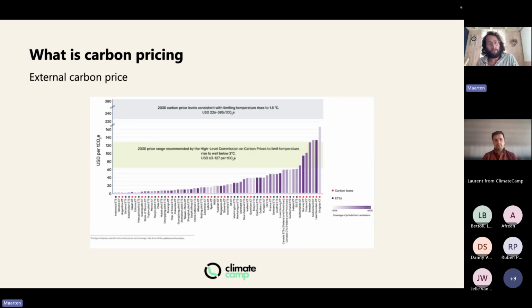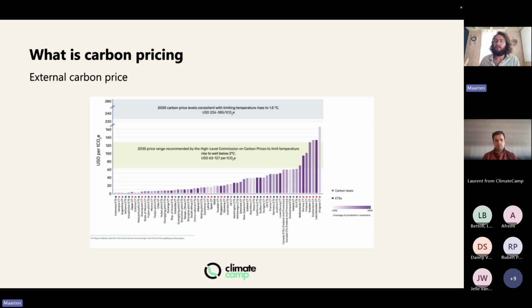Now, if you look at external carbon prices, the World Bank did some estimations on what a carbon price should be like if we want to limit temperatures up to 1.5 degrees Celsius and to 2 degrees Celsius. As you can see here you have a list of different carbon taxes and ETS systems across the world. And as you can see, if we want to retain temperature under 1.5 degrees Celsius, we always need to have a carbon price of 226 up to 385 per ton CO2 equivalent. As you can see, not one carbon tax or ETS even comes close to this price level.